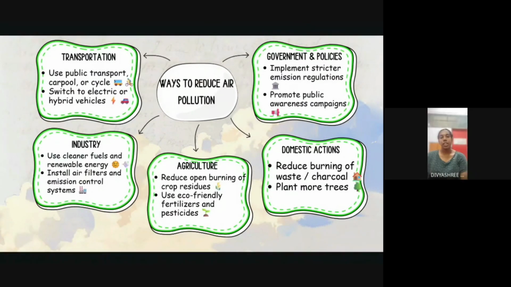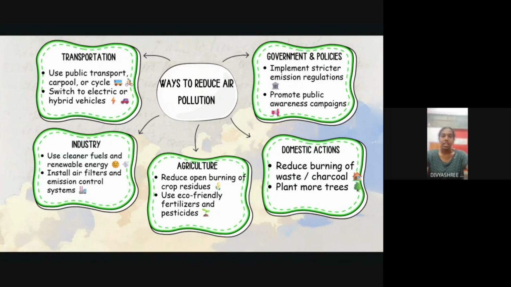Okay, today I'll be talking about some effective ways to reduce air pollution. First of all, let's look at transportation. One of the biggest causes of air pollution is vehicle emission. So, to reduce this, we can use public transport, carpool, or cycle instead of driving alone. We can also switch to electric or hybrid vehicles, which produce less harmful gases.